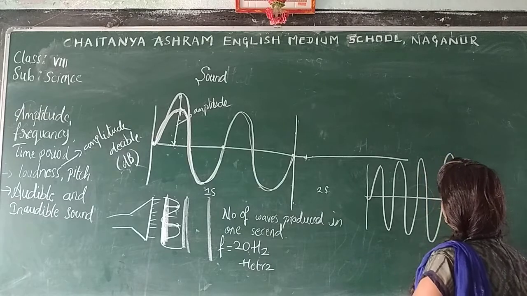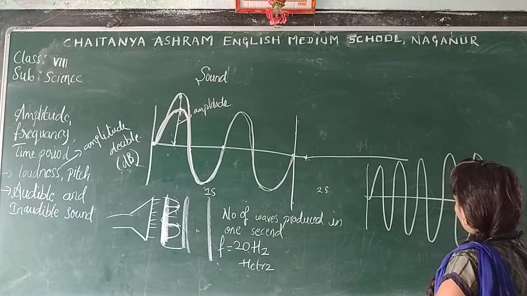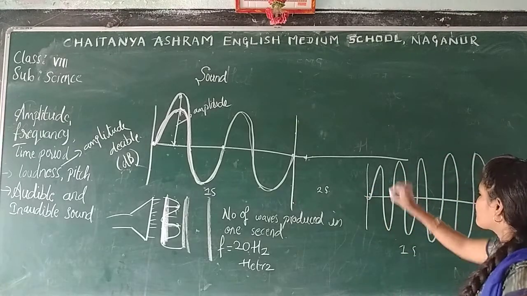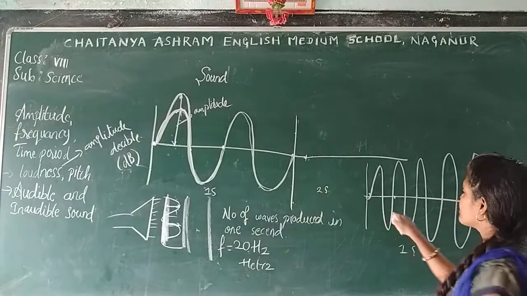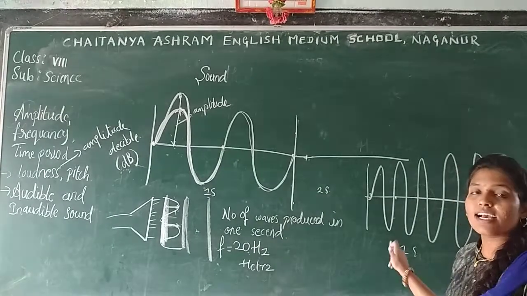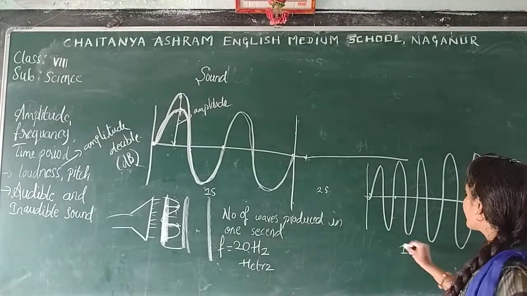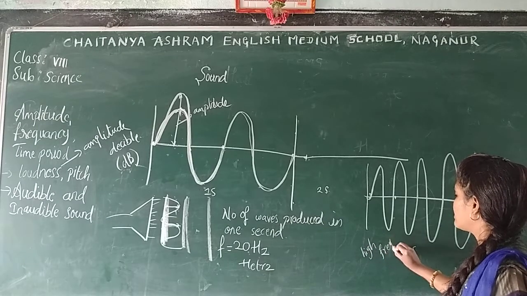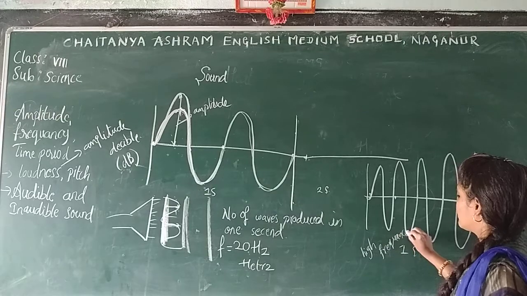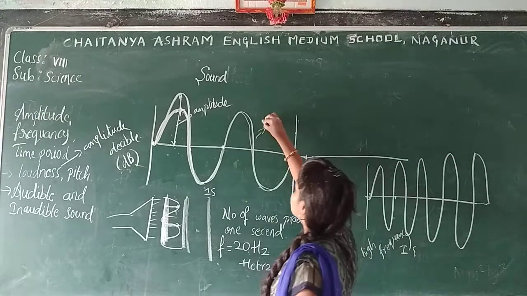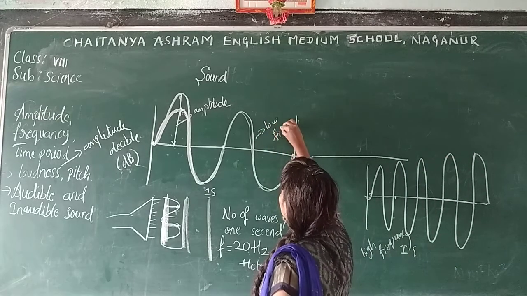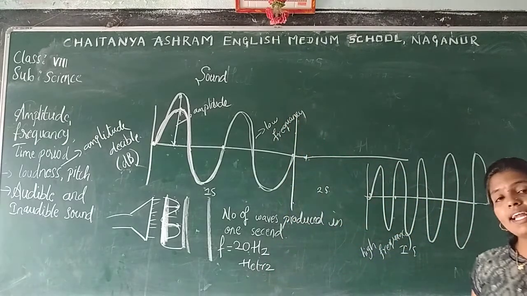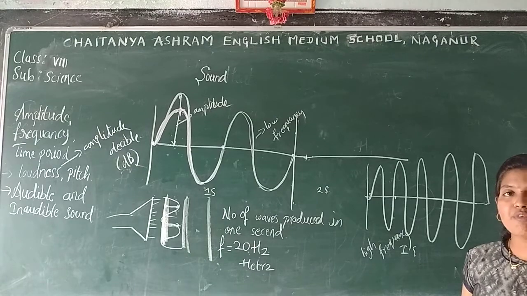are like this. So if we consider this as 1 second, here the number of cycles, as compared to this one, has a greater number of cycles. So we can say this is a high frequency wave, a high frequency sound. This we consider as a low frequency wave.